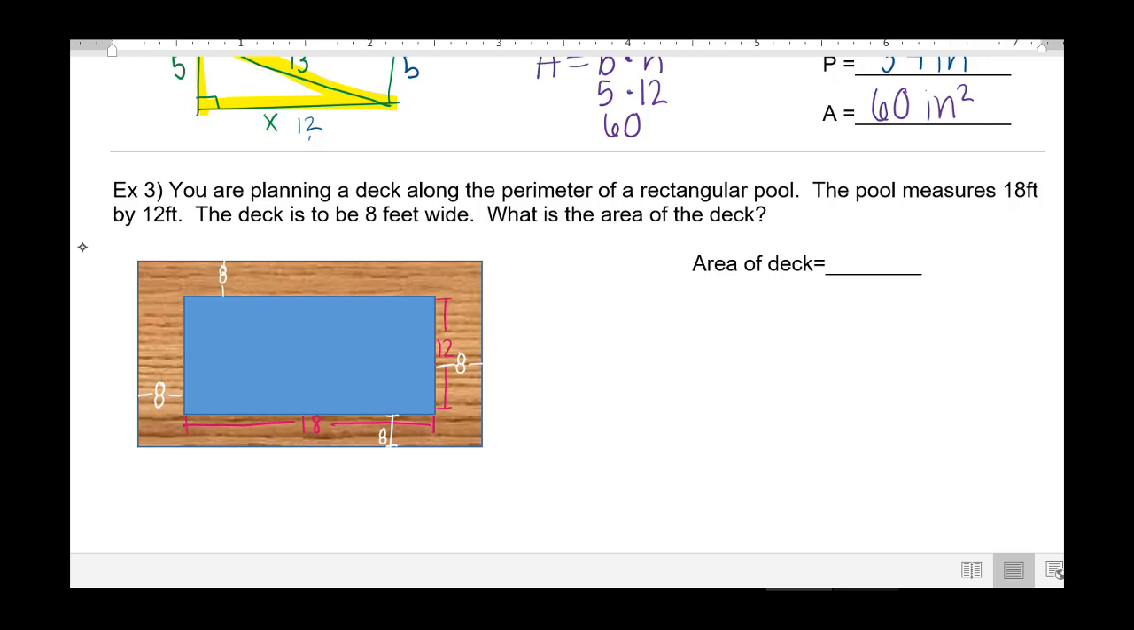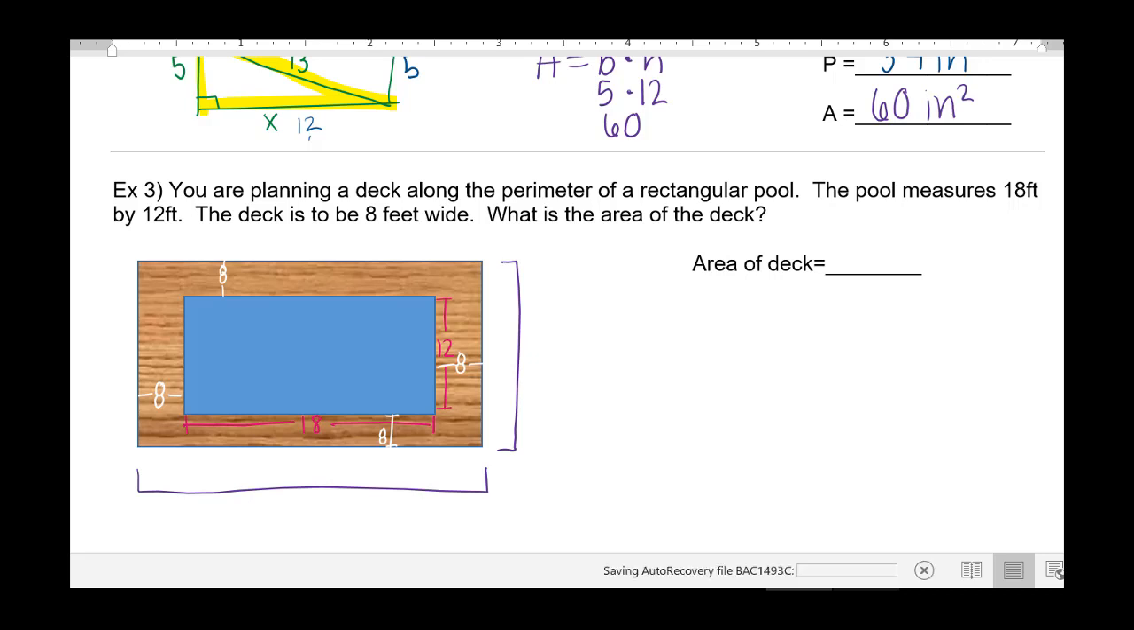We want to figure out just the area of the deck, which is that wooden portion on the outside. Looks like some nice hardwood floors. So we're going to find the area of the total, this whole figure here, using our base and our height. And then because we don't want to put that deck over the pool, we're going to take out the area of the pool on the inside to figure out just that portion surrounding the outside.